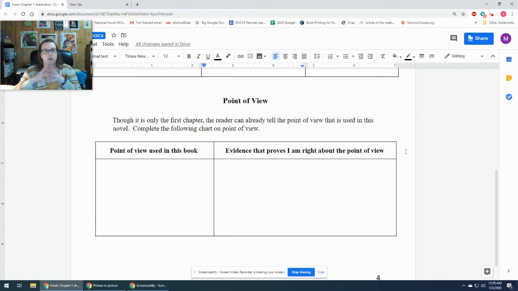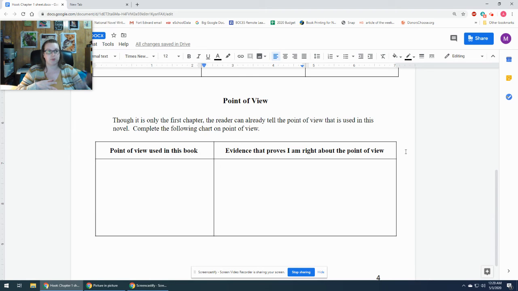Though it is only the first chapter, the reader can already tell the point of view that is used in this novel, or you should be able to. We're at the end of 8th grade, guys. Complete the following chart on point of view. What point of view is used, and what evidence proves I am right about the point of view? So I'm giving you the 2 options.